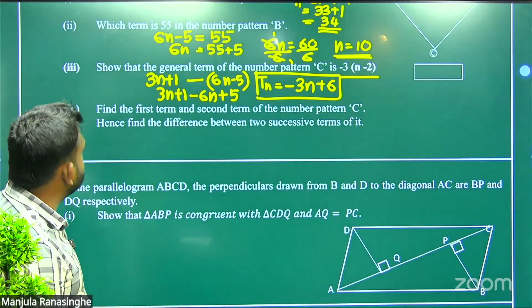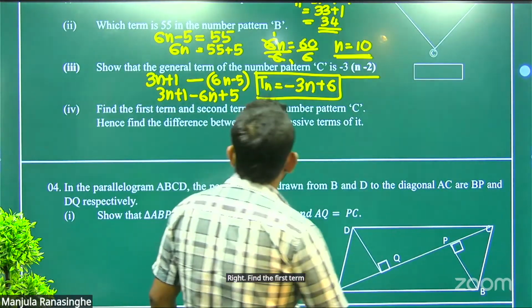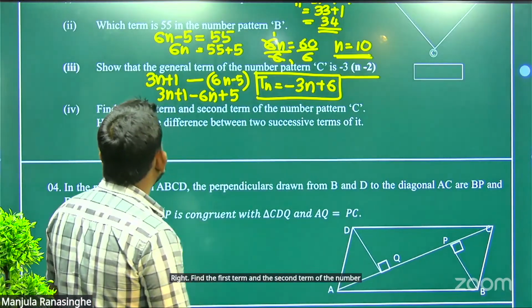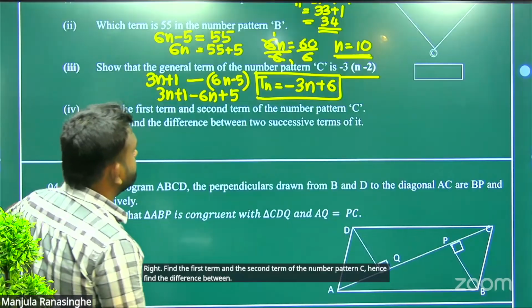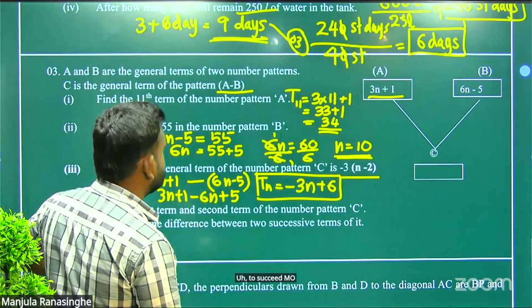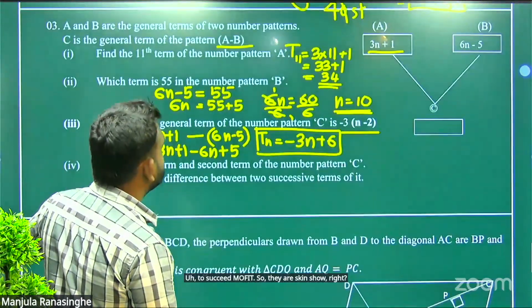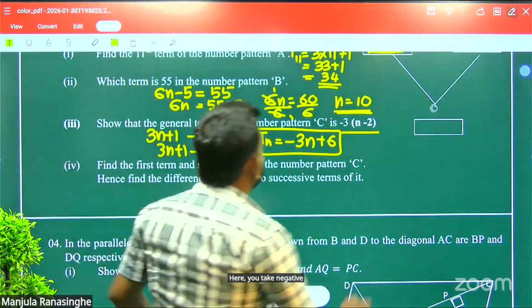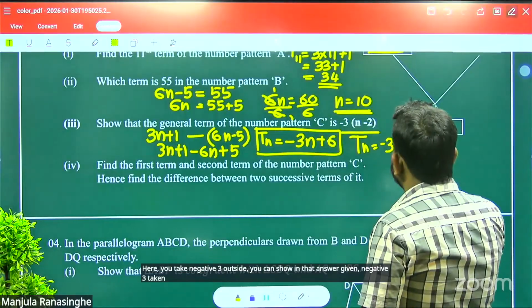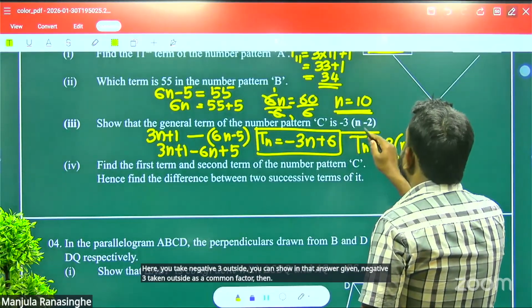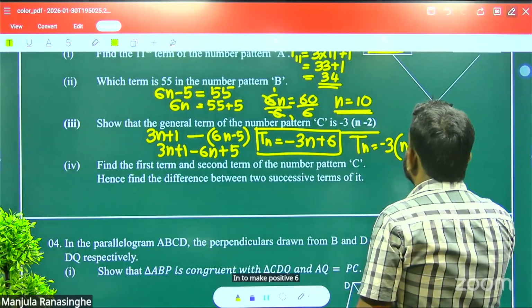Find the first term and the second term of the number pattern C. Hence, find the difference between two successive terms of it. So they are asking to show this. Here you take negative 3 outside. You can show that in the answer given. Negative 3 taken outside as a common factor, then n to make positive 6, n minus 2.